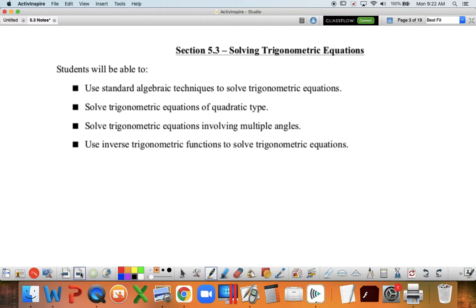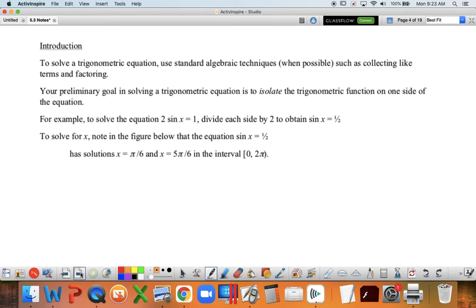As we go through this, I'm going to try to show you some tips and tricks on how to solve these types of equations. And as long as we follow the rules of algebra, right, whatever we do to one side, we do to the other, we should be in pretty good shape.